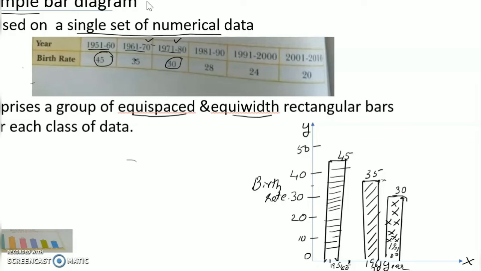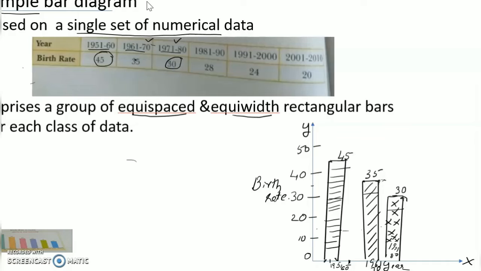Okay, and the most important thing here, the space is not equal. When you are drawing with your scale, the space should be equal. The space between all the bars should be the same, and the other thing is that we should get equal width rectangular bars. The width of the bar should also be the same. That is the important thing. Now I am just showing how to draw this simple bar diagram.